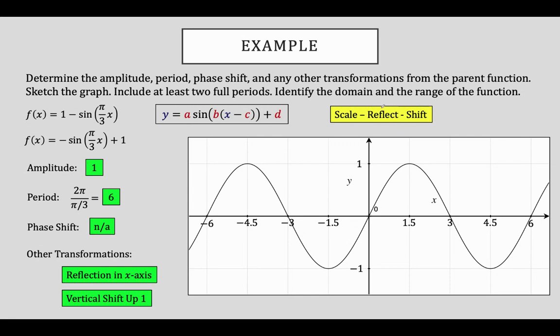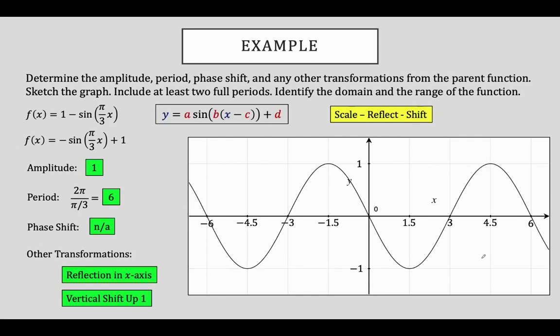Next, we want to reflect. We have a reflection in the x-axis. So we're going to take this graph and reflect it over the x-axis. That means that every single one of these maximum values is going to become a minimum value, and every single minimum value will become a maximum value. We flip that right over the x-axis.